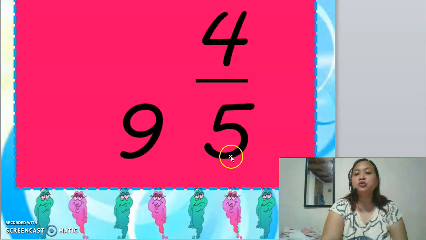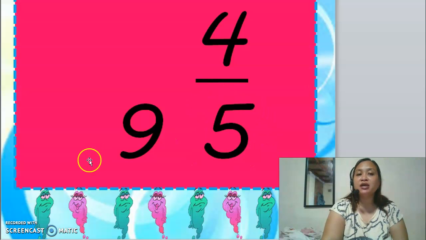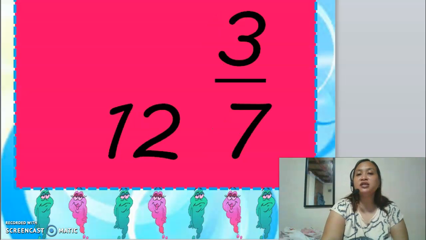First thing for you to do is you multiply 5 to 9, and the answer will be 45. Then add it to 4, then it will become 49. Just copy the number below or the denominator, so that is 49 over 5. Again, we multiply 5 times 9 is equivalent to 45 plus 4, that's 49. And then copy the denominator, which is 5, so 49 over 5. Now, you do the next one.